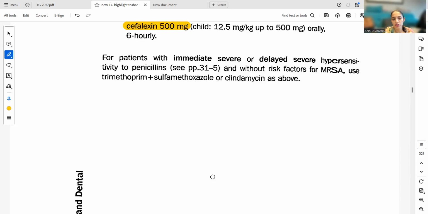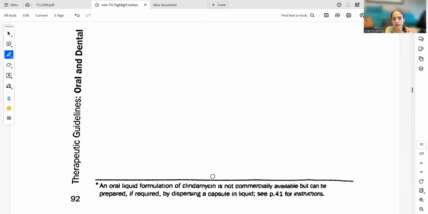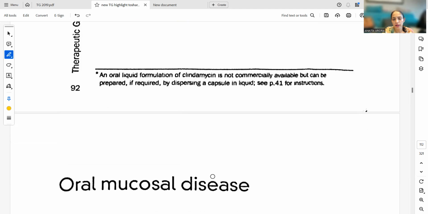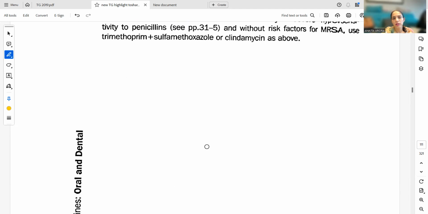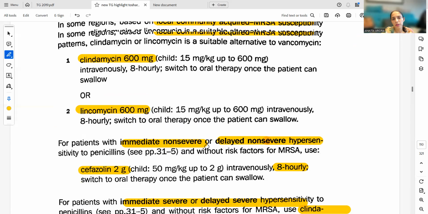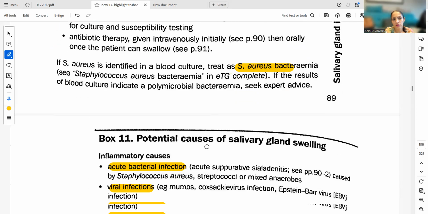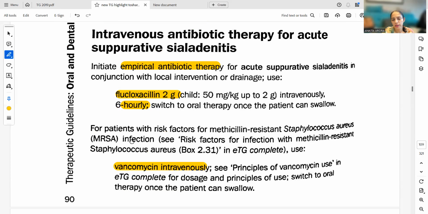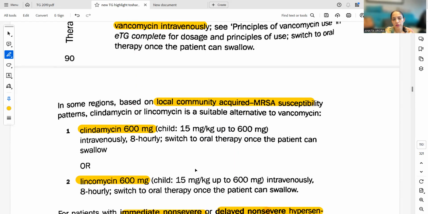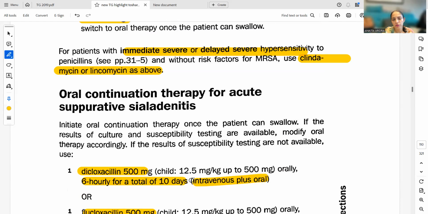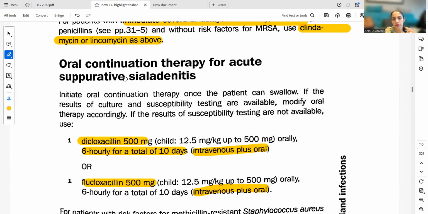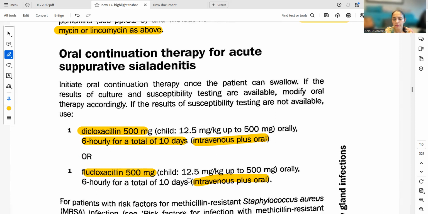So some dosages of antibiotics in there for salivary gland infections. But you must remember the first line, which is IV flucloxacillin. Okay, that is the first line of drug, which would be far more important to remember. And oral continuation therapy, dicloxacillin or flucloxacillin 500 milligram for 10 days. It is to be given 6 hourly.